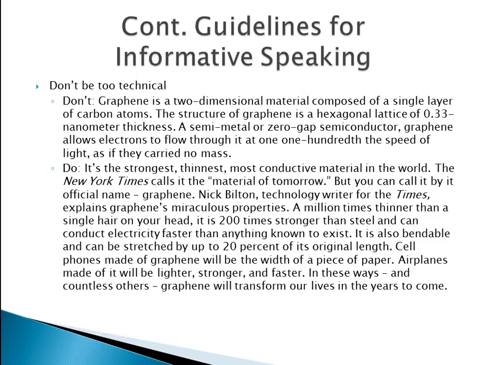So here is a don't for an attention getter. Okay. Graphene is a two-dimensional material composed of a single layer of carbon atoms. The structure of graphene is a hexagonal lattice of 0.33 nanometer thickness. A semi-metal or zero-gap semiconductor, graphene allows electrons to flow through it at 1/100th the speed of light, as if they carried no mass. Okay, that's pretty technical, right? So you want to avoid that.